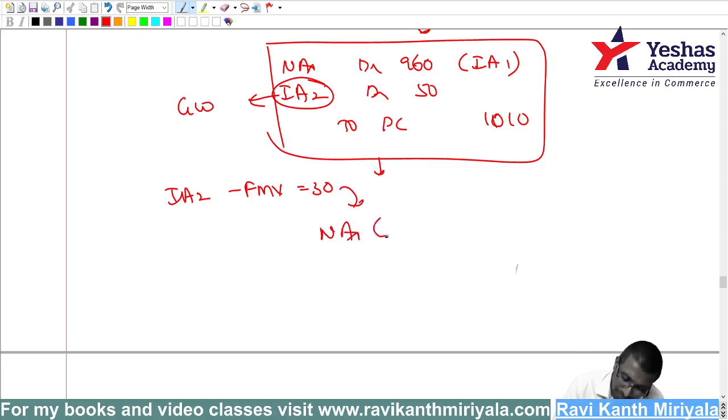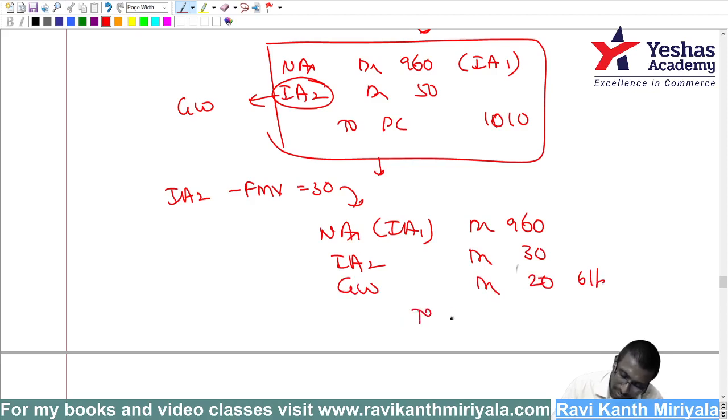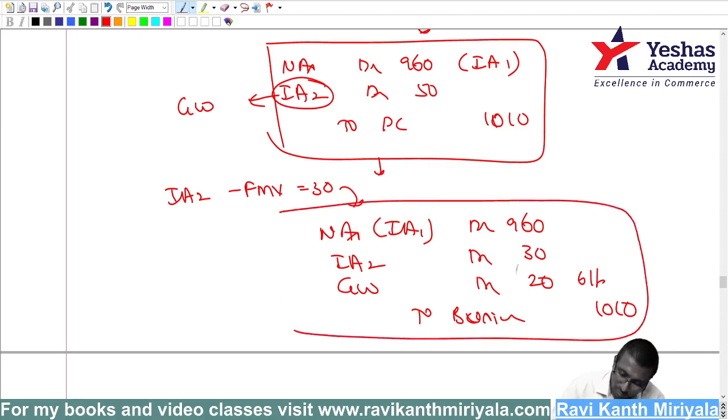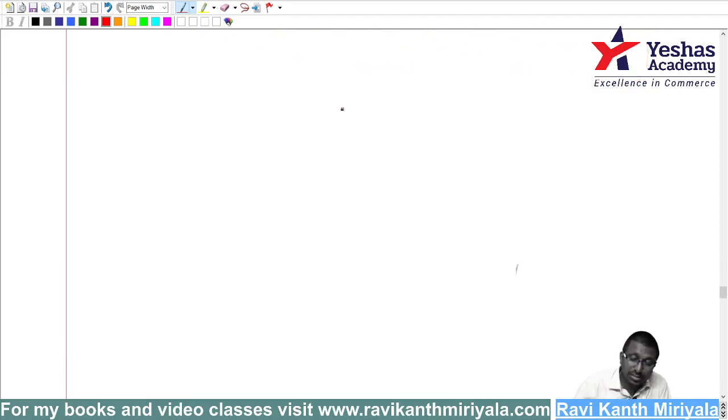Net assets, this is including intangible asset 1, that is equal to 960. Done. Next, intangible asset number 2 account debit 30. Then goodwill account debit, this is equal to 20. This is the balancing figure. Now this is business purchase, what you record generally, correct? Business purchase is equal to 1010. Like this, one has to record the journal entry with respect to intangible asset acquired as part of amalgamation. Got it? Done.